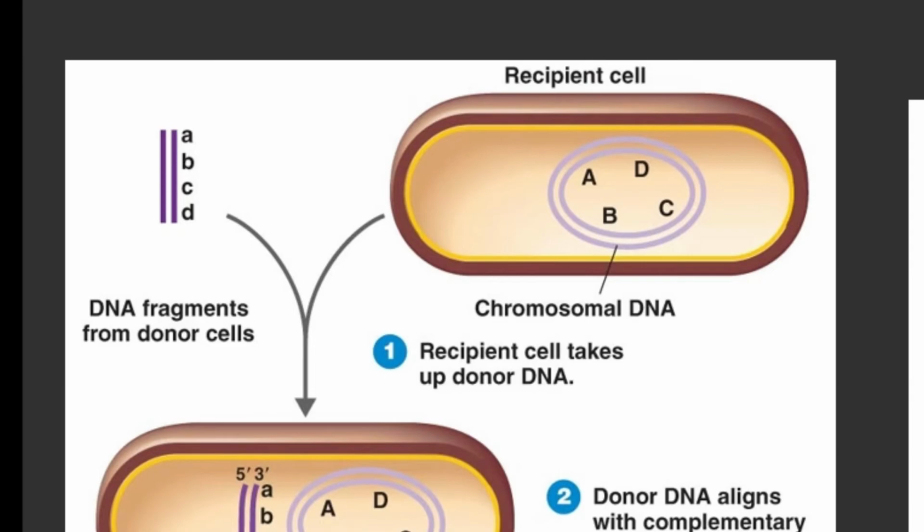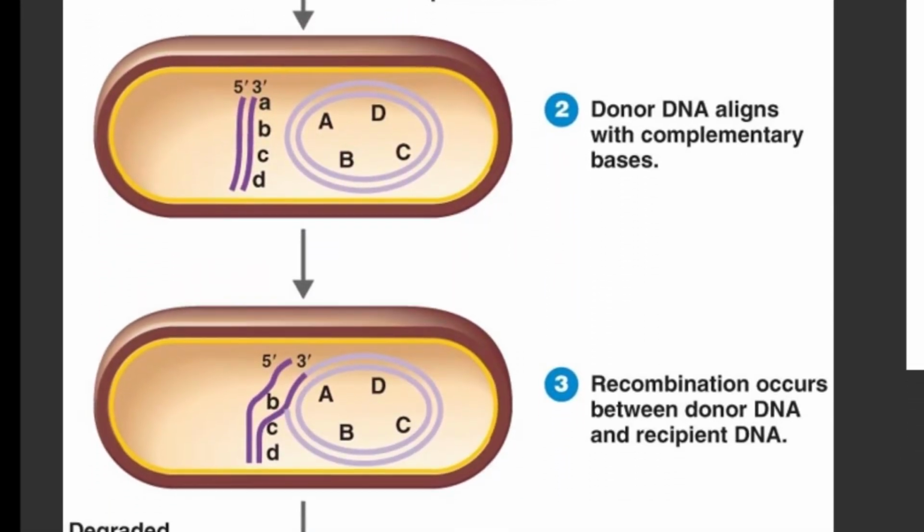So maybe the big A is susceptible to certain kinds of antibiotics, but the little a is not susceptible. So this fragment of DNA comes in, it lines up with the complementary portion of the chromosome, and then RecA proteins allow that recombination to occur, and then you get this recombined recipient cell.